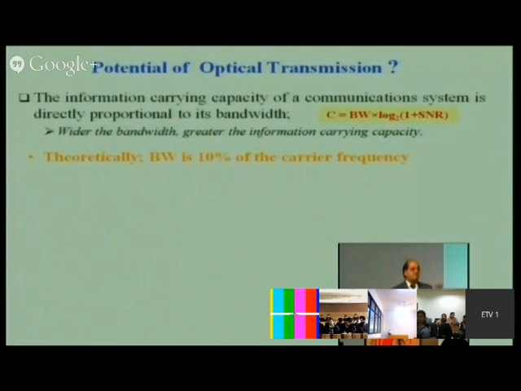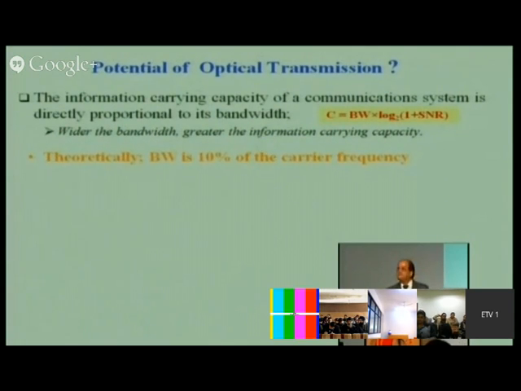You can improve the signal to noise ratio of the system, but there is a limitation. If there is improvement, it is in the log term, so the contribution is very small. On the other hand, any change in bandwidth is directly proportional to the capacity. So it is better to go for higher bandwidth. The wider the bandwidth, the greater is the information capacity of the system. And theoretically, the bandwidth of a system is in general 10% of the carrier frequency. So the higher the frequency, the more the bandwidth.